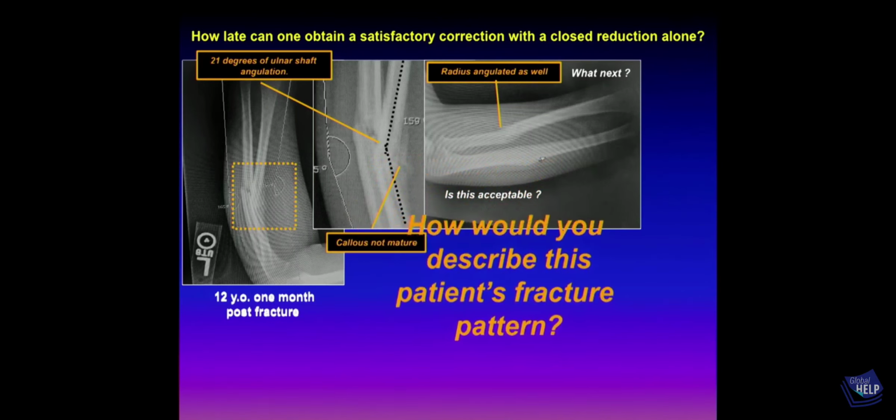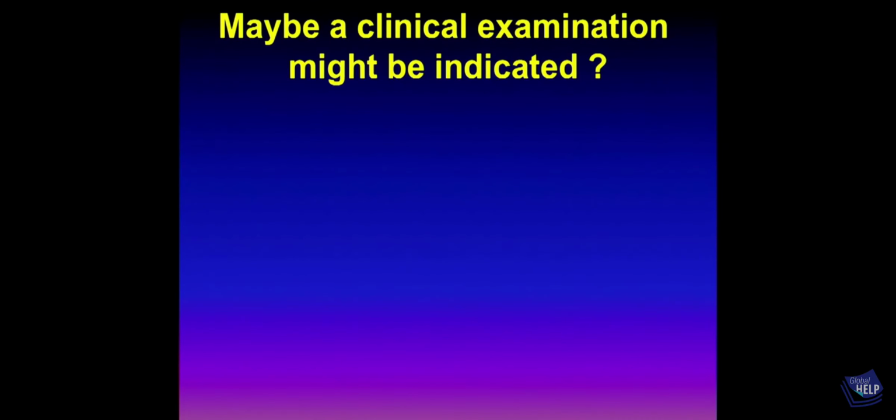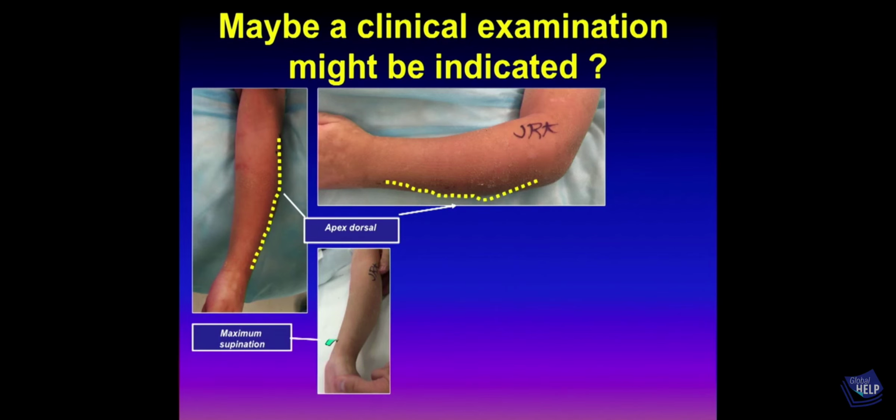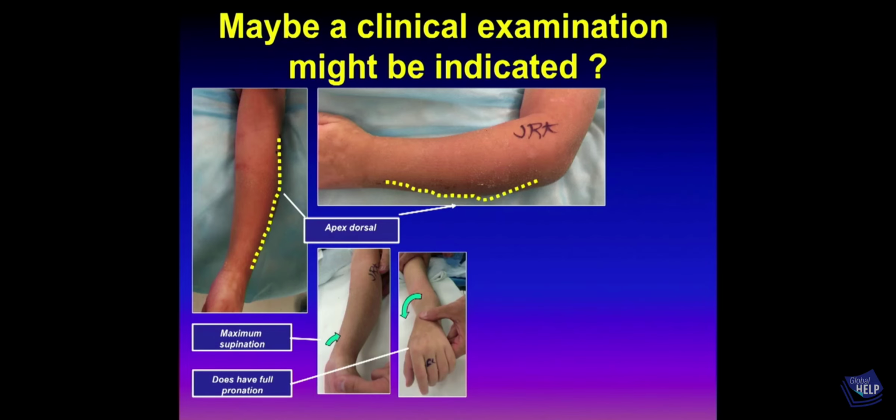So how would you describe it? Well, how about a clinical exam? Where is the apex? Dorsal. And what's the rotation? Pronation. That's right. So how are you going to manipulate this one? Reverse the deformity. That's right. So he had full pronation but very little supination, and so that was an apex dorsal, pronation deformity.